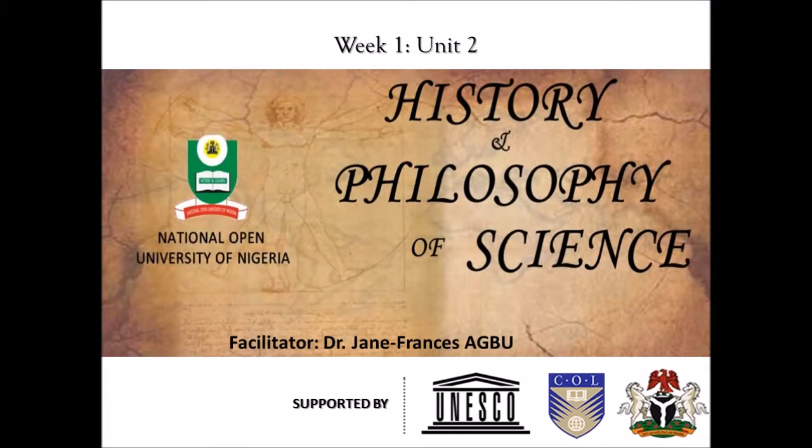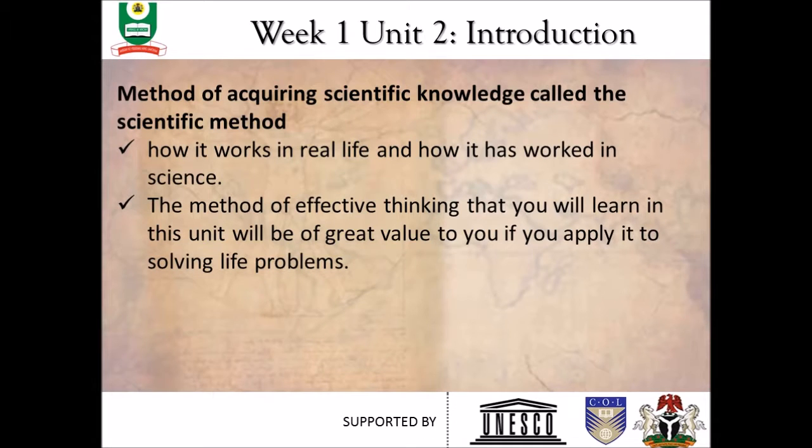Welcome to the second unit in this week. Recall that in Unit 1, science was defined in three main ways. It was defined as a body of knowledge, a method for acquiring knowledge, and as an institution. In this unit, therefore, that method of acquiring scientific knowledge, known as scientific method, will be discussed in detail. The emphasis will be on how it works in real life and how it has worked in science.